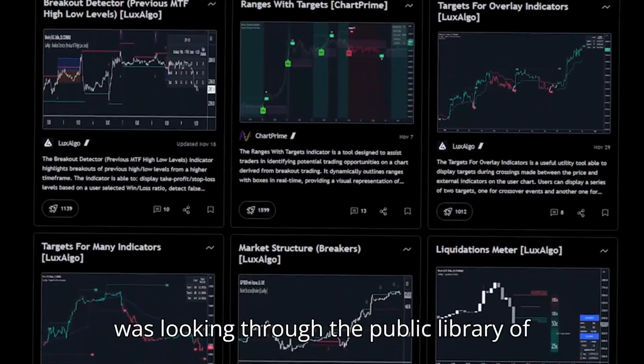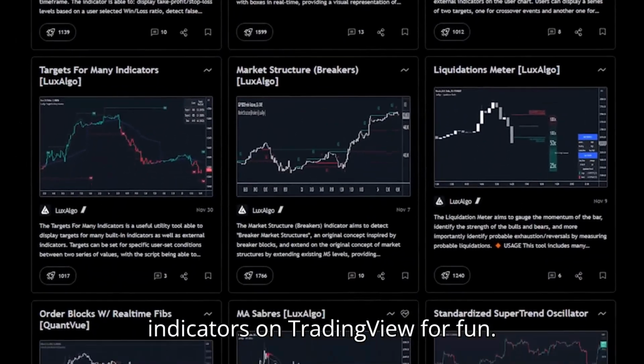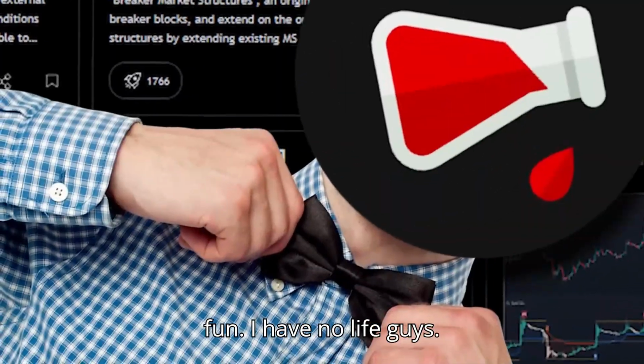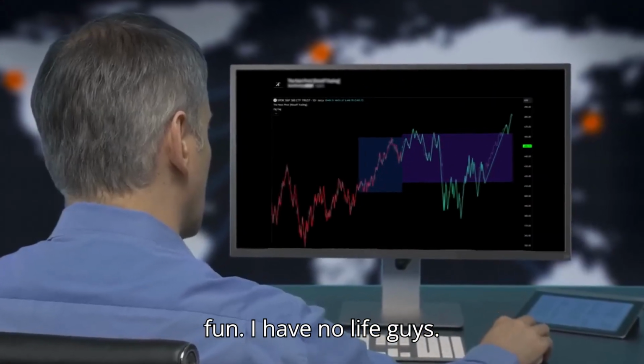One day I was looking through the public library of indicators on TradingView for fun. Yeah, I search trading indicators for fun. I have no life, guys.